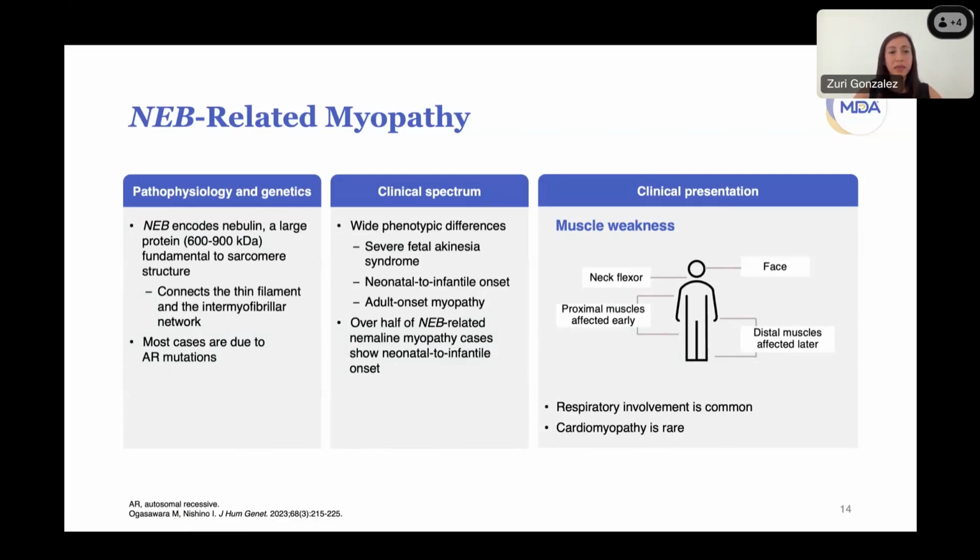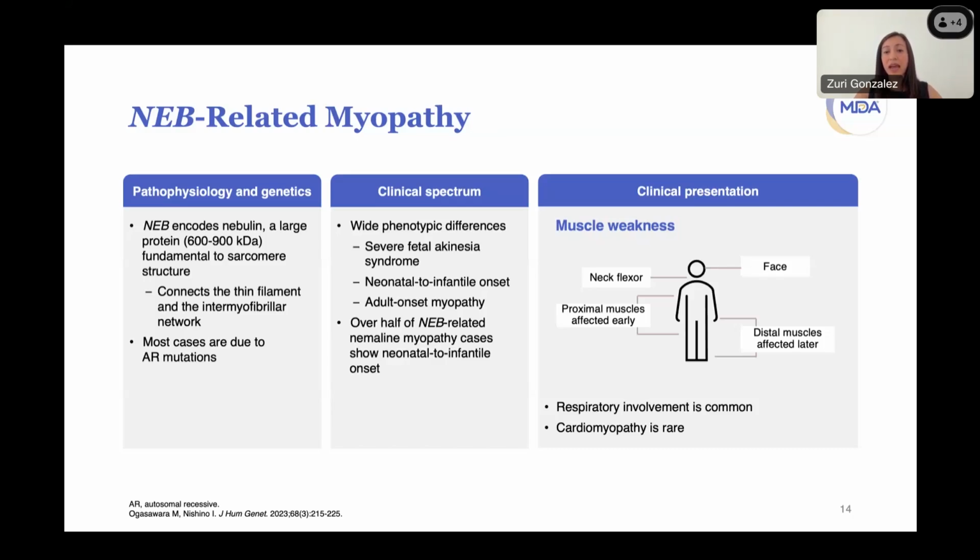Nebulin-related myopathy is caused by NEB, which encodes nebulin. It is a very large protein and is fundamental for the sarcomere structure. Most of the cases are going to be due to autosomal recessive mutations, and the clinical presentation is going to vary, from severe fetal akinesia, to the neonatal to infantile onset, which is the most common one, and the adult onset myopathy.